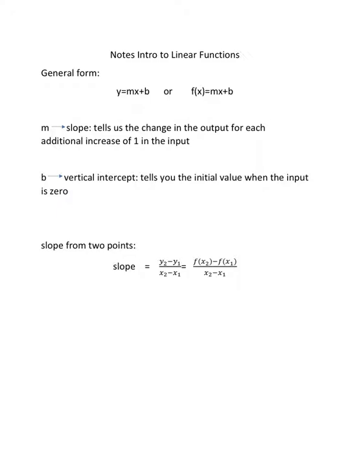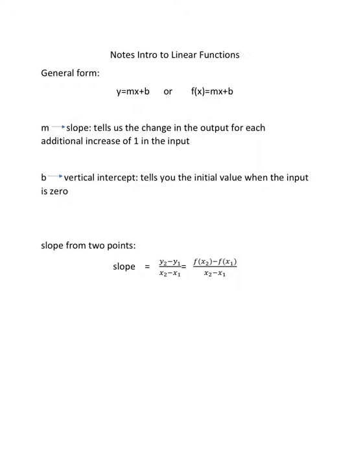We know m is the slope. But what really is important about the slope is what it tells us: for each change in the input by 1, if we increase the input by 1, the slope will tell us the change in the output. B, our vertical intercept, tells us the initial value, and this corresponds to when the input is 0.